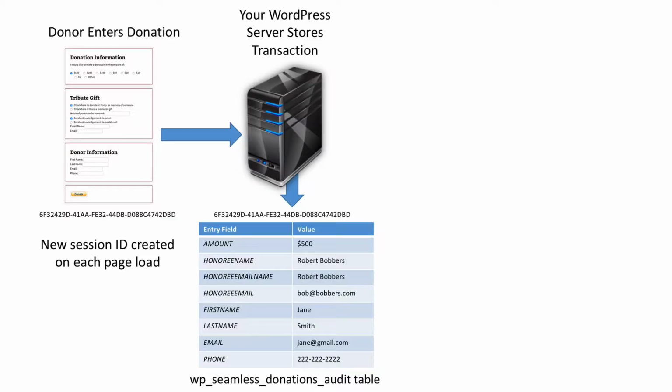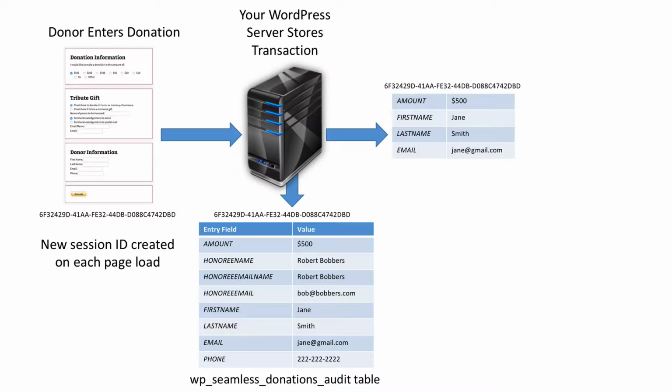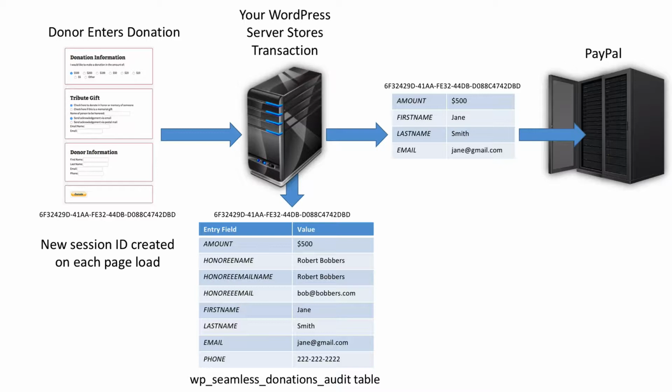The donation form is entered, and then your WordPress server will store that data in a table called WP Seamless Donations Audit Table. And so that's available later when we come back. Once that's been done, the next step is it pulls some of that information, not a lot, but some of that information, including, again, the session ID, and sends that off to PayPal.